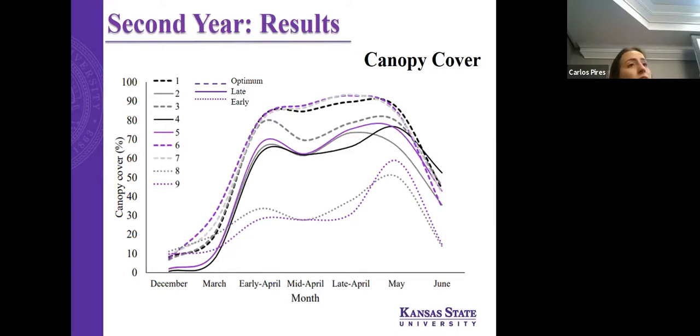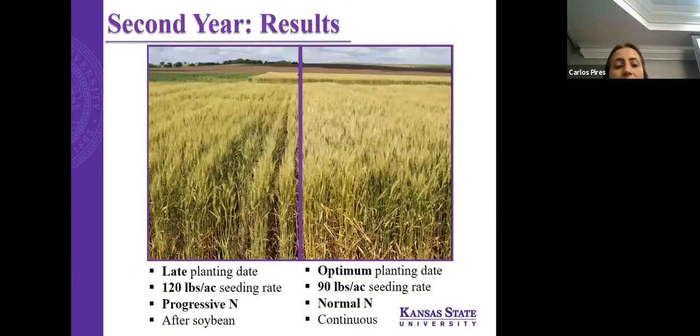Canopy cover also follows the same trend as biomass, which was something that we were actually expecting. And this is a very nice picture that we took in the field. On the left side, from the original table of the experiment, we have treatment 7, and on the right we have treatment 4. Basically, the difference between them is that in the left one we have the late planting date, and in the right side we have the optimum planting date.